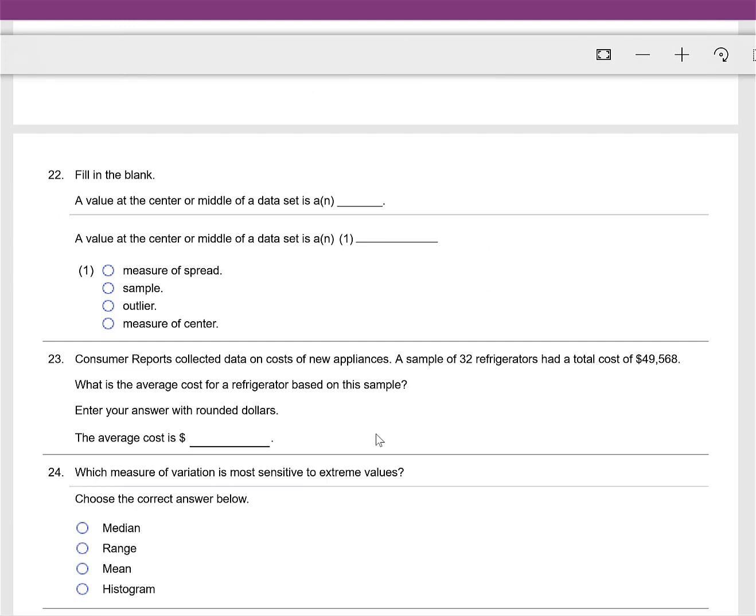Fill in the blank. A value at the center or middle of a data set is what? And that's going to be a measure of center.